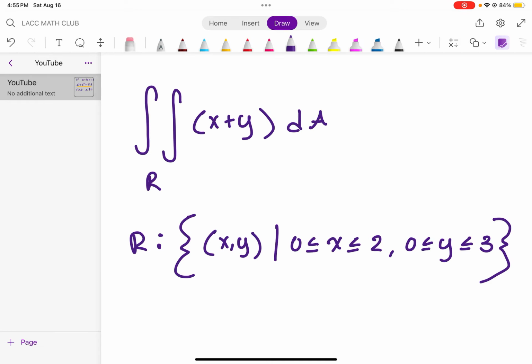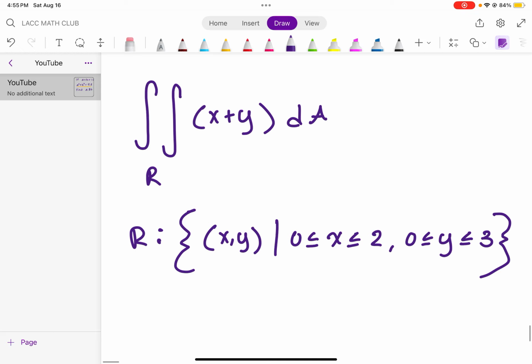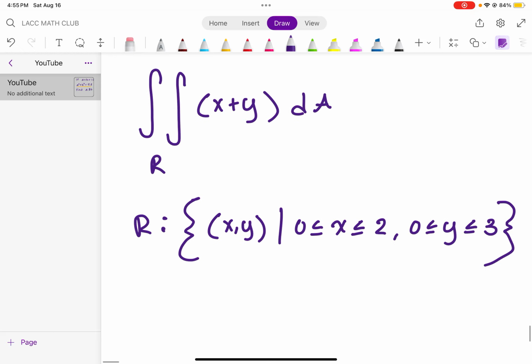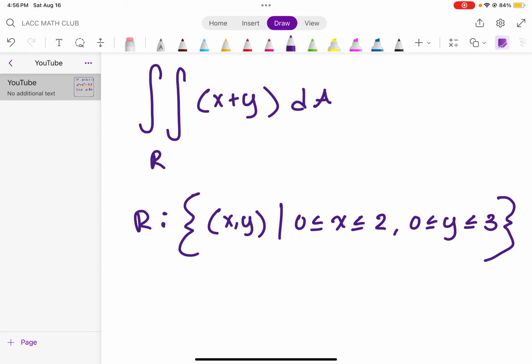Hello everybody, today we'll be solving the first double integral on this channel. Now this is a rather simple one compared to a lot of other more difficult ones. So how do we set up our bounds? How do we do double integrals?